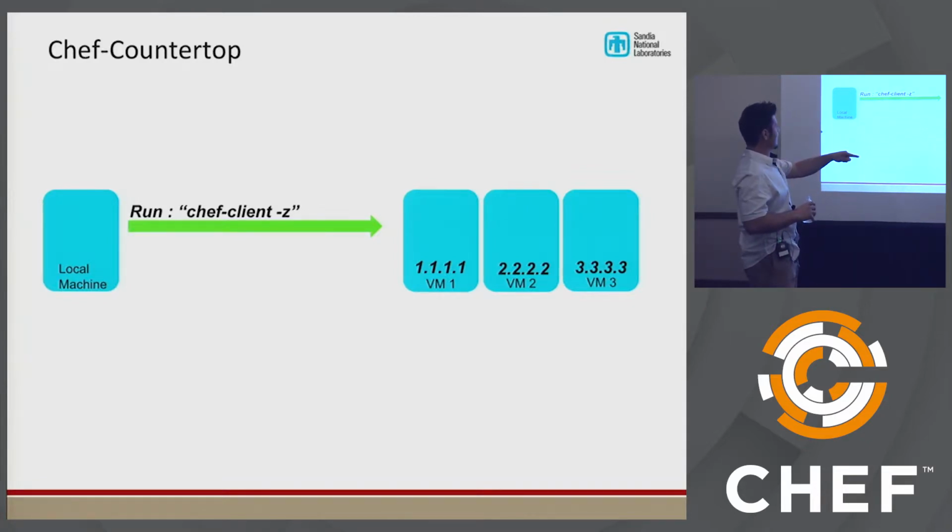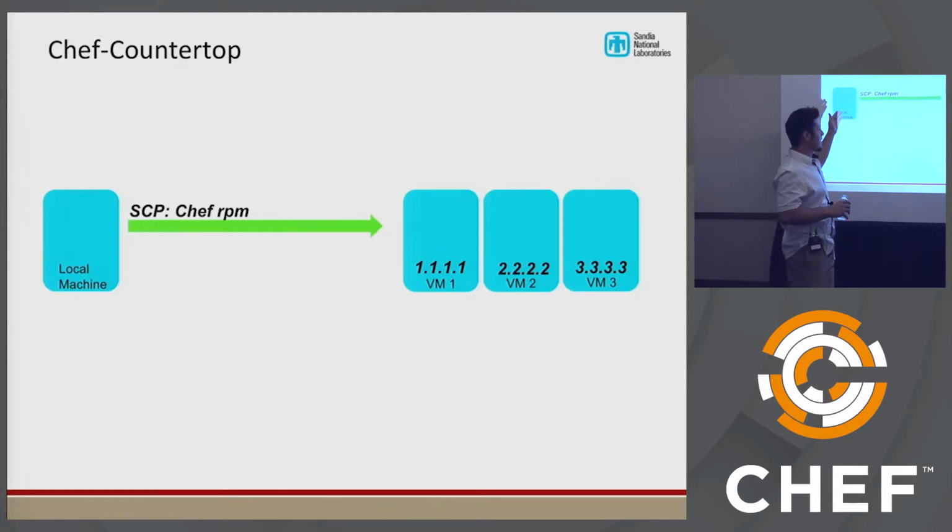So the first step is that your local machine, the cookbook tells it to push over the Chef RPM. We're using Red Hat machines. Push over the Chef client RPM to the target machine.